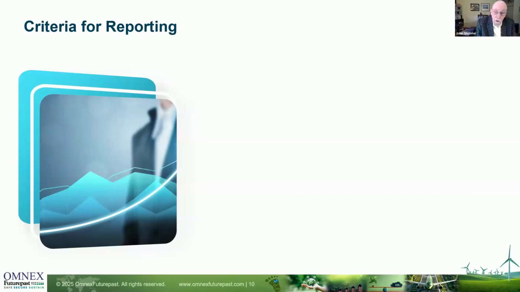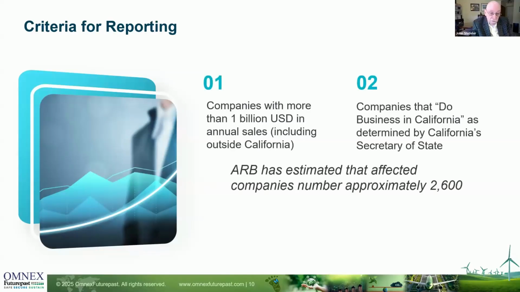We'll begin with who needs to report. The criteria for reporting are under development by the California Air Resources Board. They are currently developing a regulation. And what we know right now is what is in the legislation itself. But the regulation is due to be finalized probably by mid-December of this year.